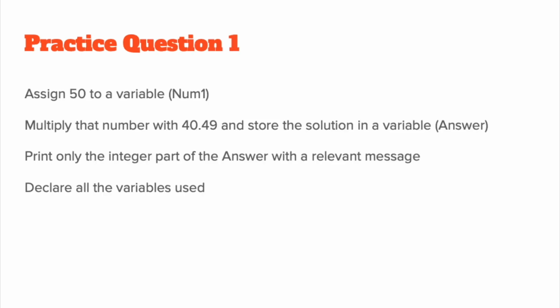The first practice question is: you're going to assign 50 to a variable called num1. You're going to multiply that number with 40.49 and store the solution in a variable called answer. You're going to print the integer part of this answer with a relevant message, for example, the answer is. Declare all the variables that you've used using comment statements. Pause the video and in your IDE, your Python development environment, write the code for this. And when you're ready, continue so you can check out the solution or one possible way to solve this.